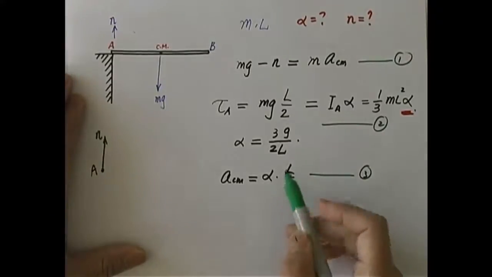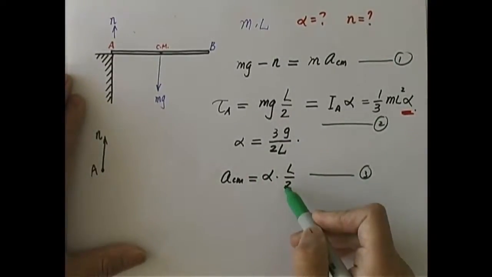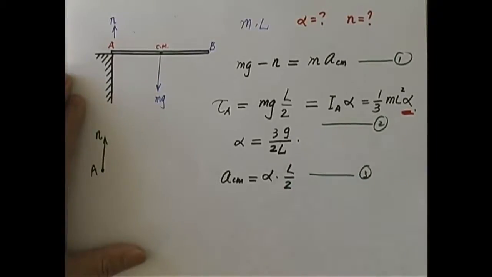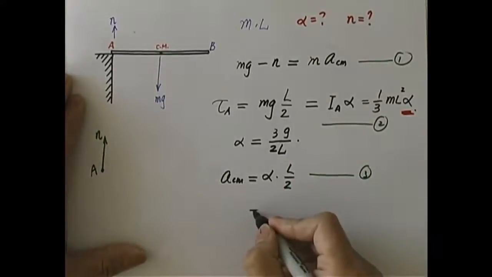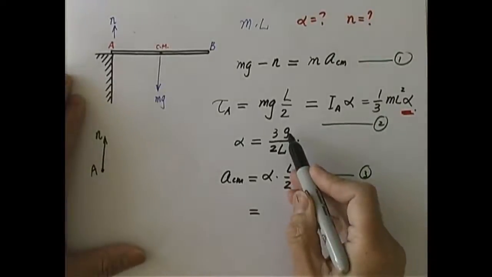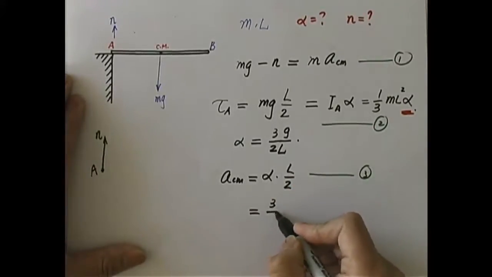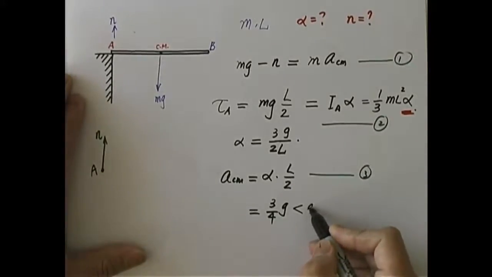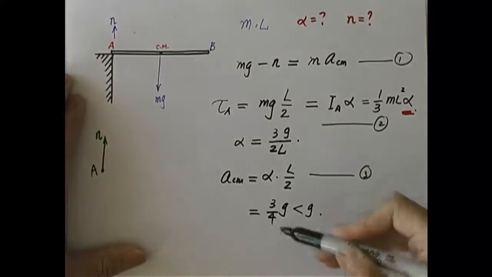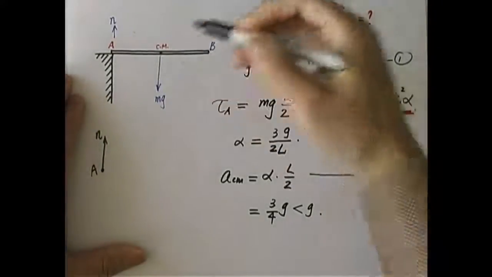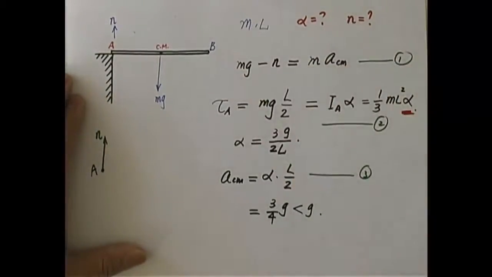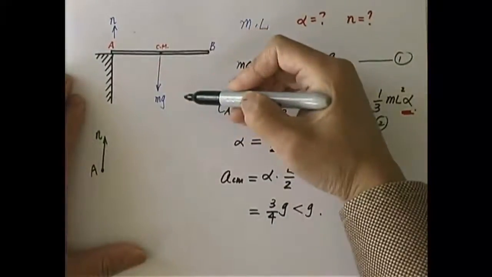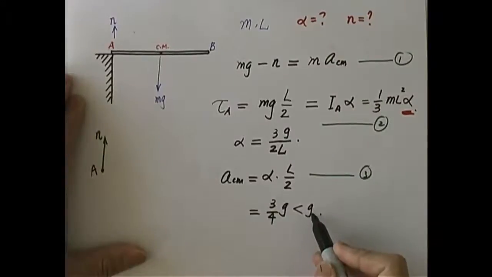With these three equations, we can solve for everything we want to know. For example, if I got alpha, you plug it in here, what's ACM? ACM is alpha times L over 2, so ACM becomes equal to L over 2 times 3g over 2L, so the answer is 3 over 4 g. You notice it's less than g. Why is it less than g? Because if it were equal to g, this rod would be in free fall. The only force exerted on it would be mg, right? But right now, there is an upward force. Therefore, the net force is less than mg. Therefore, the acceleration is less than g.